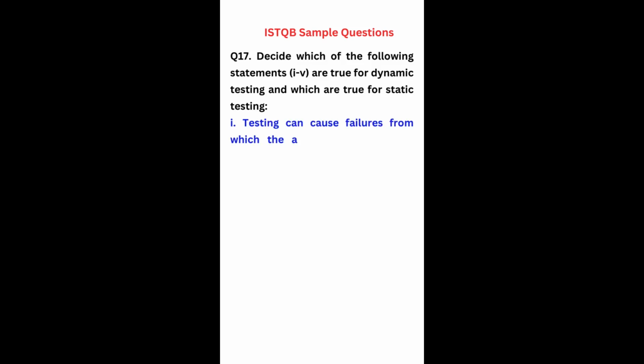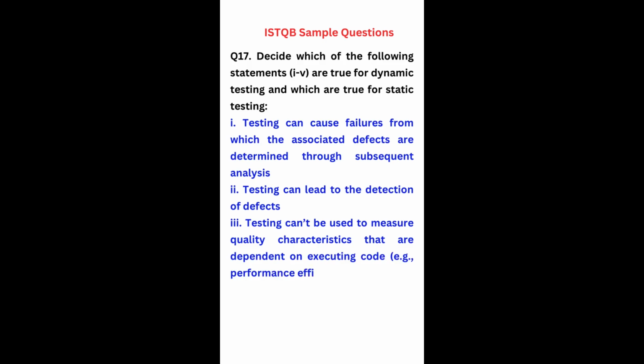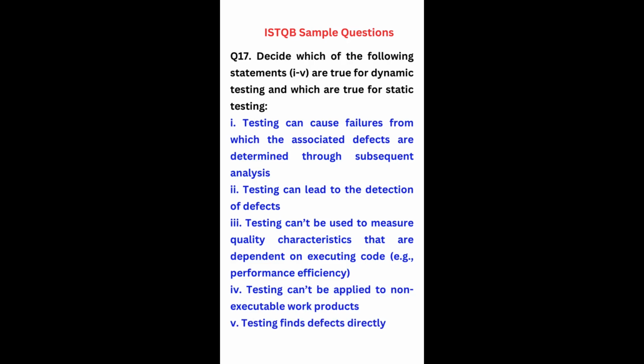1. Testing can cause failures from which the associated defects are determined through subsequent analysis. 2. Testing can lead to the detection of defects. 3. Testing can't be used to measure quality characteristics that are dependent on executing code. 4. Testing can't be applied to non-executable work products. 5. Testing finds defects directly.